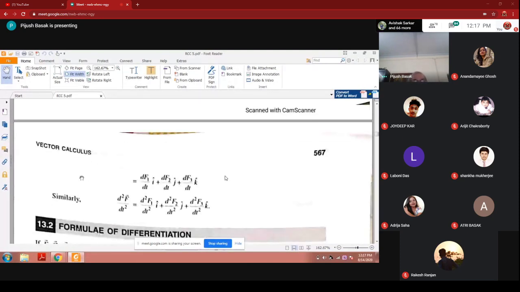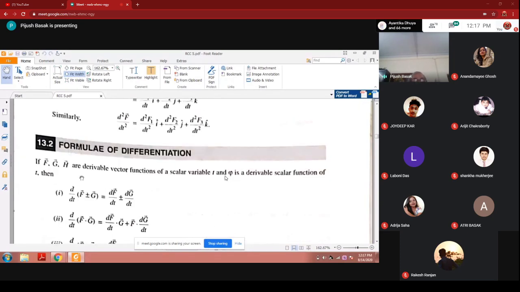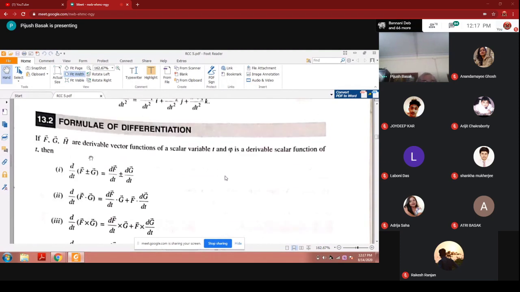Second derivative also. So there are other formulas that I have not derived, which will be used in the problems. If f, g, h are derivable vector functions of a scalar variable, they have told you derivable because we are taking the differentiation. You have seen in the earlier one that we can differentiate. So they are derivable vector functions of a scalar variable, and phi is a derivable scalar function of t. Then we can write these things.